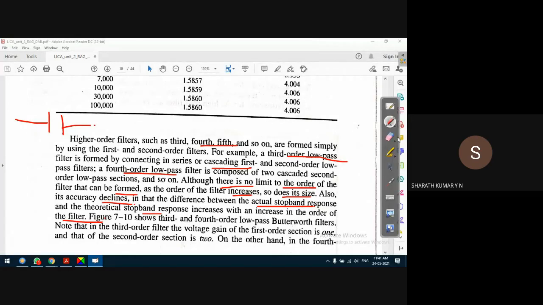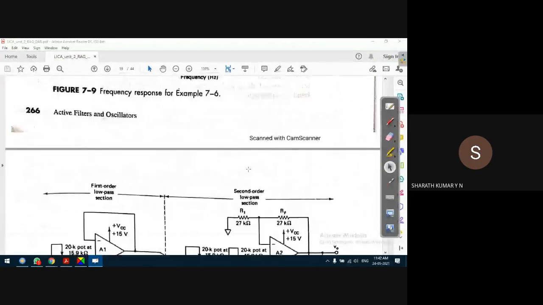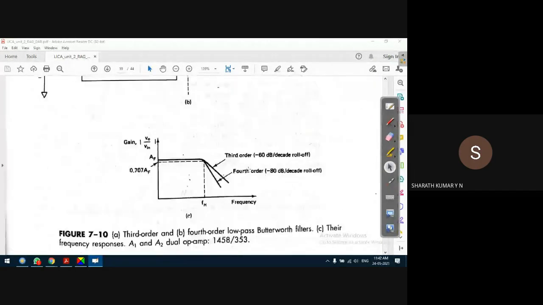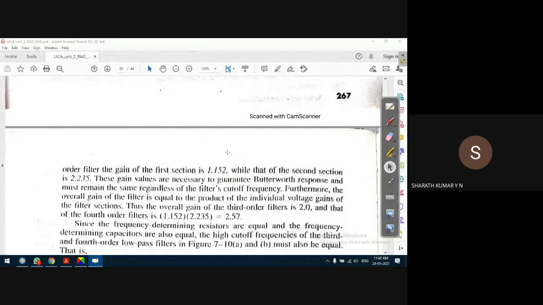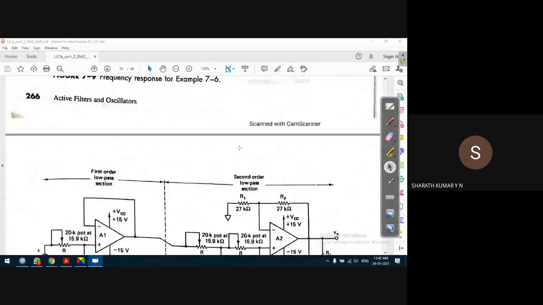Third order and fourth order low pass Butterworth filters. Note that in the third order filter, the voltage gain of the first order section is 1, and of the second order section, likewise. And the fourth order filter, the gain of the section is that of the second section. Yeah, here we go.